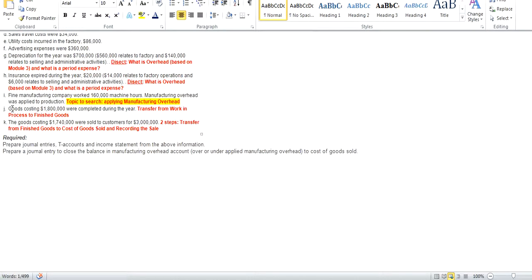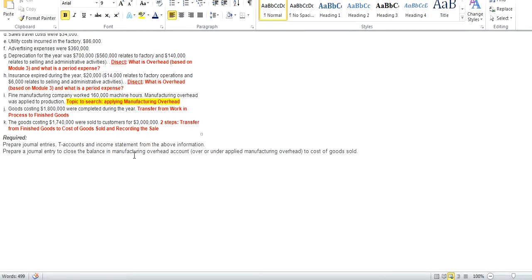And then J, goods costing 1.8 million were completed during the year. Very simply, don't overread or overlook these transactions. We're transferring from work in process to finished goods. So you'll debit finished goods and you'll credit work in process. We need to increase our finished goods inventory. That's why we debit, and we have to reduce our work in process, and that's why we credit.